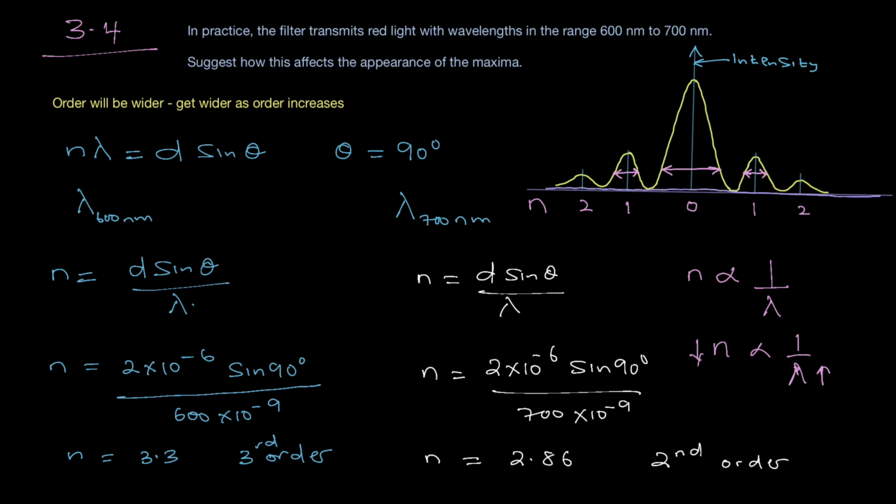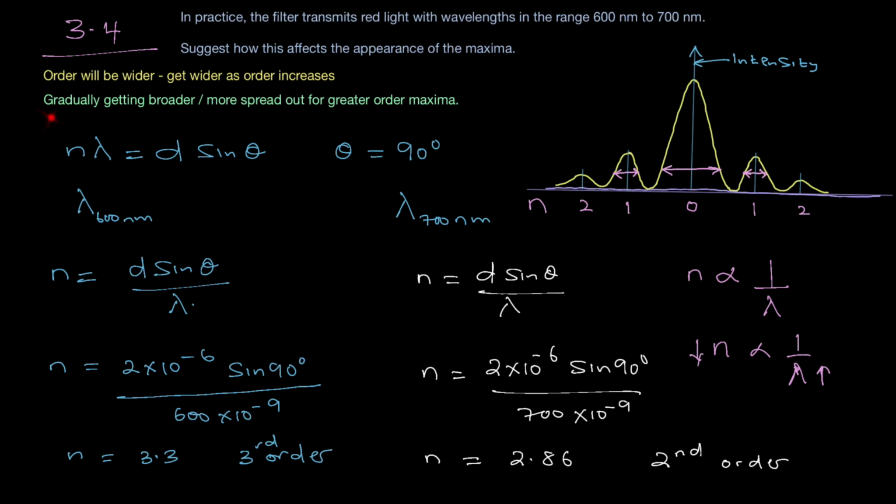So you can now see that when the wavelength goes up, n goes down. And when the wavelength goes down, n goes up. So gradually getting broader, more spread out for greater order maximum. So part of the third order maximum is suppressed at longer wavelength for theta greater than 90 degrees.